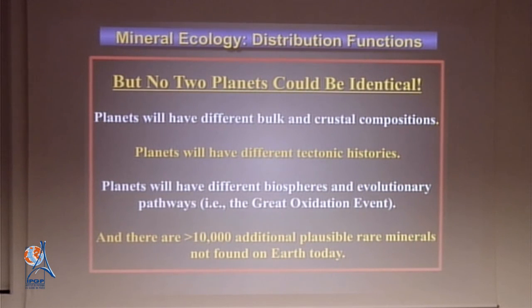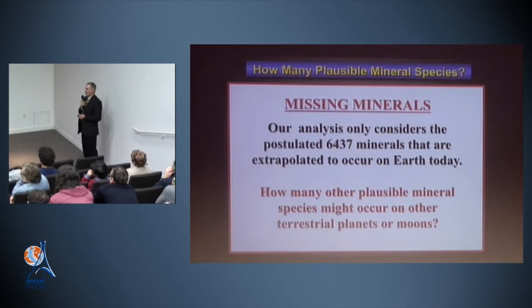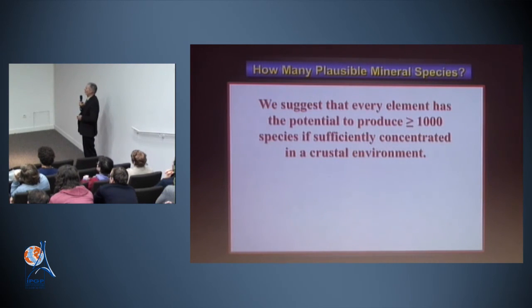So you have to think about this through time. There's a lot of combinatorial variation that's plausible here. Our analysis so far only includes these 6,437 minerals. It doesn't include any of those 10 or 15,000 plausible minerals that may occur, and so this really starts raising the combinatorial estimates. But let's just focus on these 6,437.